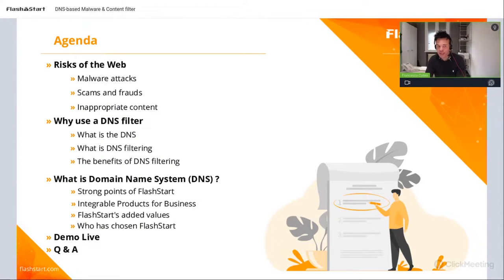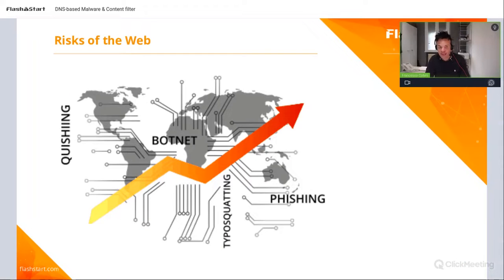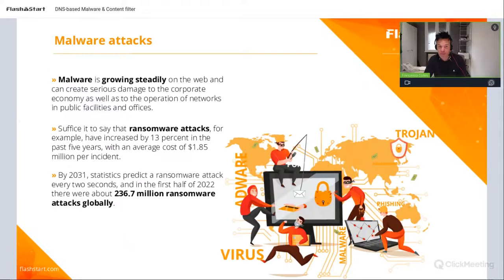In today's agenda, the webinar will be roughly 25-30 minutes. It's pretty short today. We will talk about malware attacks, scams and frauds protection, and unwanted content. We will talk about the DNS protocol, and later we will talk about the benefits of starting protection through FlashStart DNS. Here are some graphics talking about the risks of the web.